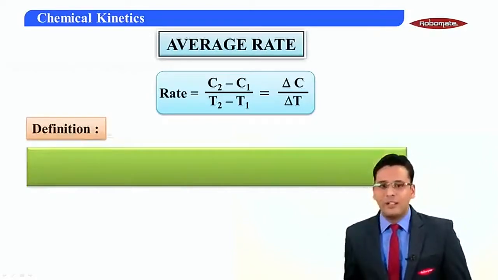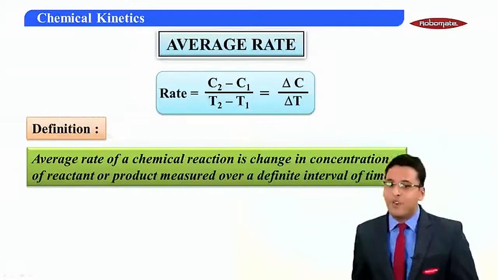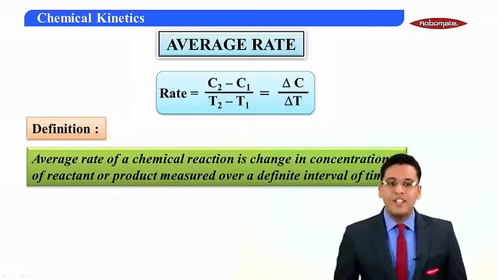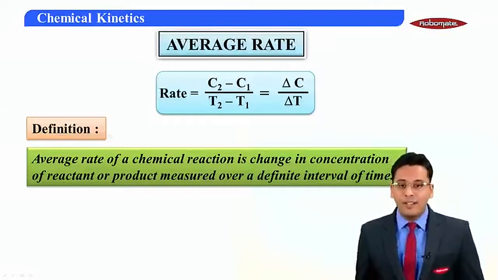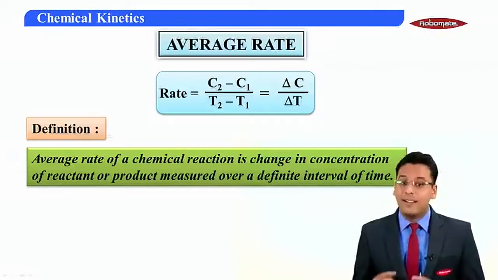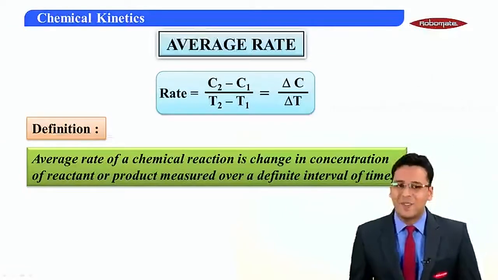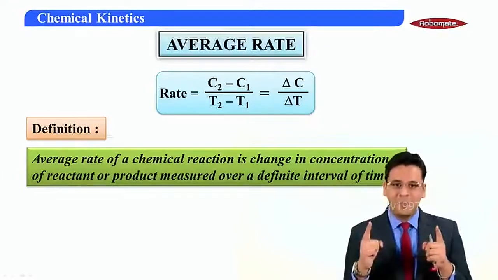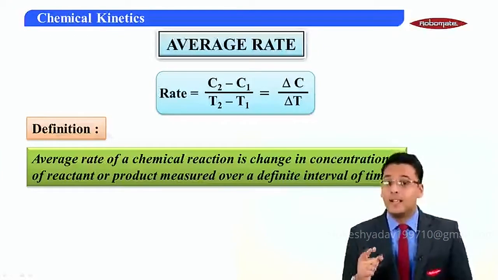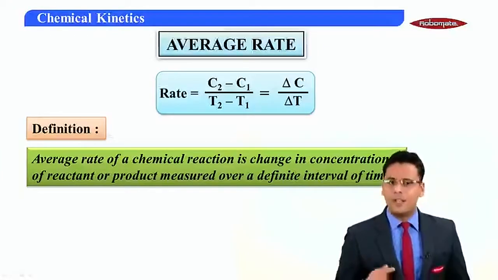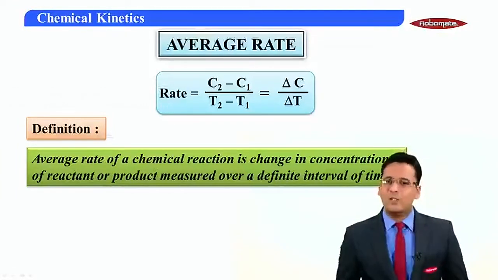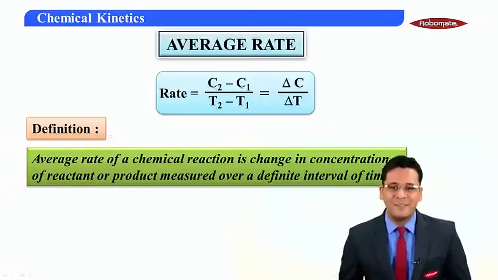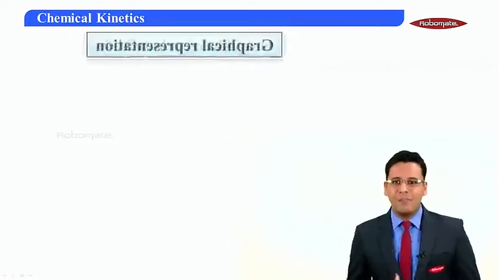So let's take a look at it. Average rate of a chemical reaction is change in concentration of reactant or product measured over a definite interval of time. During this interval of time, the instantaneous rate may be different, but we are talking about average. So we take the overall facts into account, overall change in concentration upon overall time taken. Let us understand this with the help of a graph.